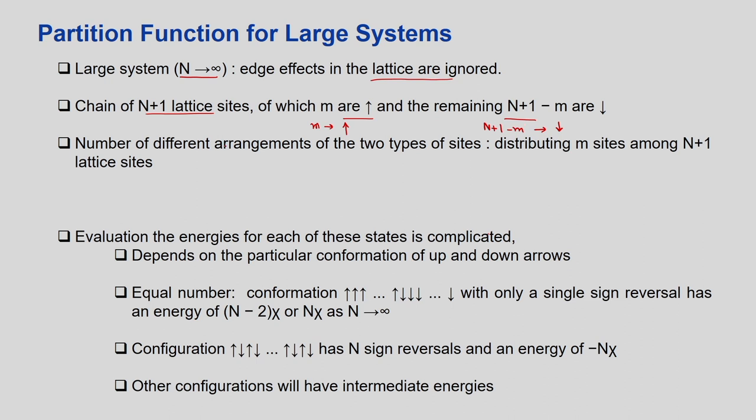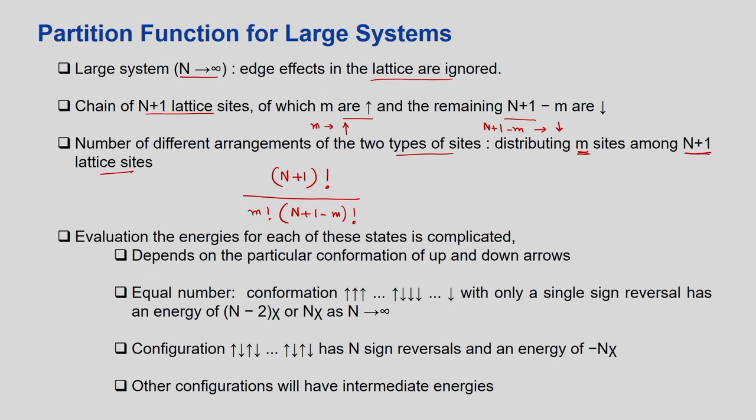This is the number of different arrangements of the two types of side, or distributing m sides among n plus 1 lattice sides. So, what is that expression? We did it earlier also. It will simply be equal to n plus 1 factorial by m factorial times n plus 1 minus m factorial. These are the number of ways.